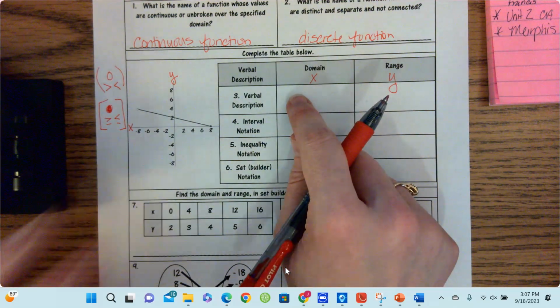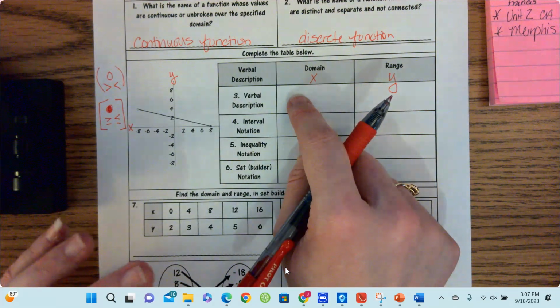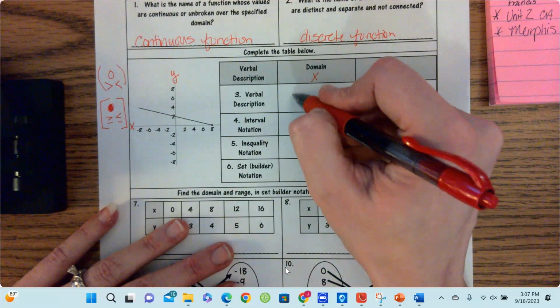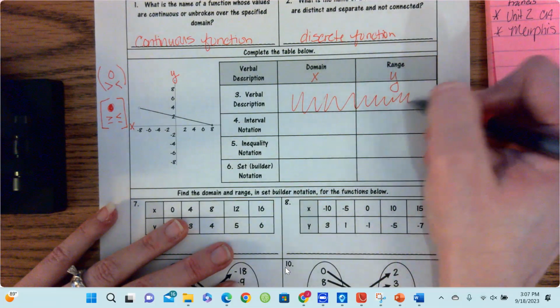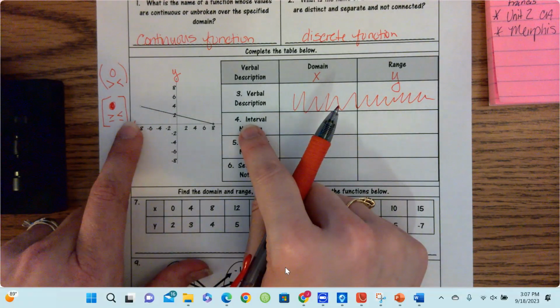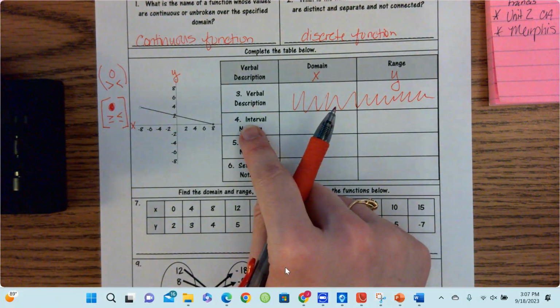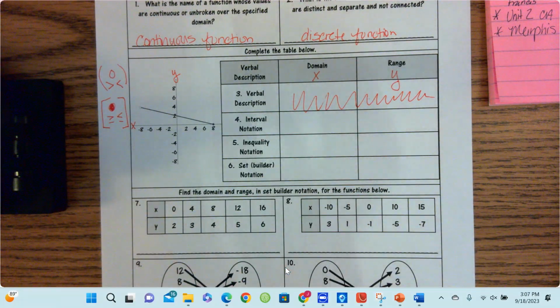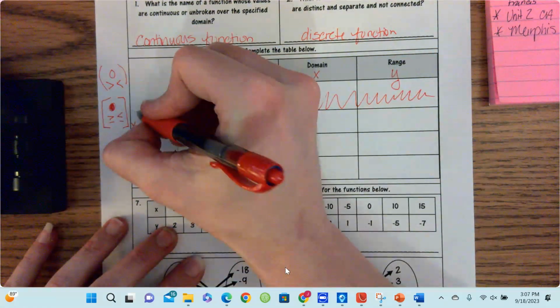So verbal description, I'm not ever going to make you write a verbal description. So this whole row, scratch out. All right, we got to write it as an interval. So interval's the green one that's up there. So I want just my x's.